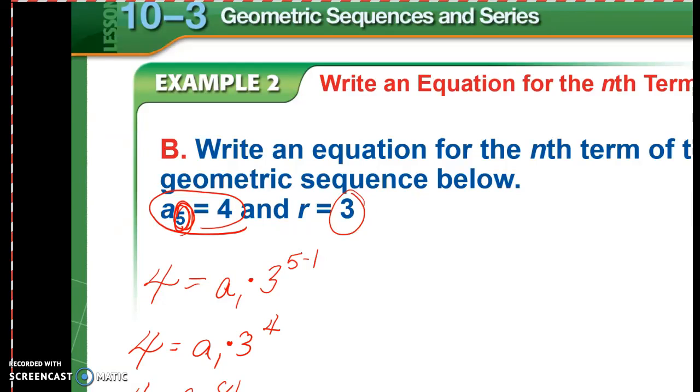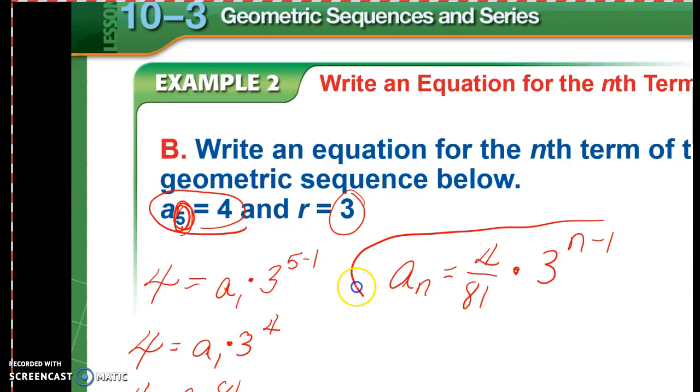So a1 equals 4 over 81. And you can find that decimal, so then my nth equation would be a1, 4 over 81, times the ratio to the n minus 1. So not radius, ratio. Sorry, I just got done with geometry. So I'll let you go ahead and do that one.